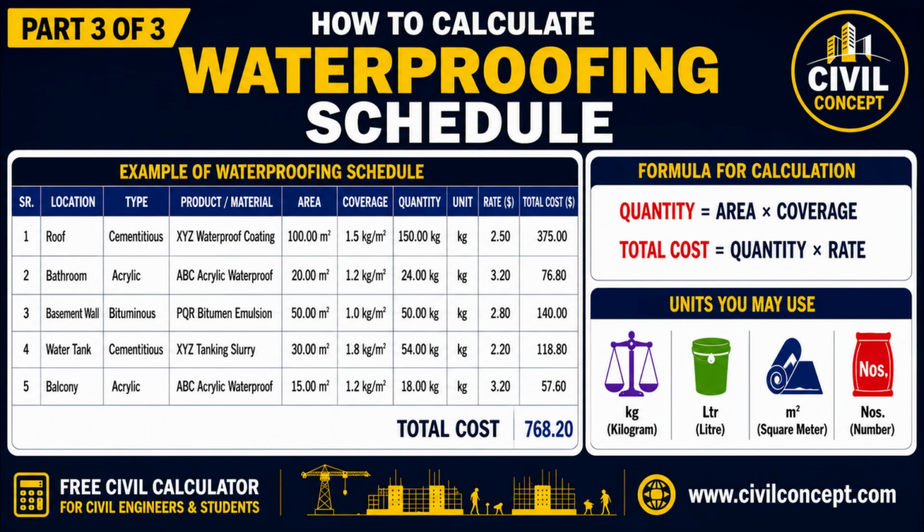Similarly, calculate the quantity and cost for all waterproofing locations such as bathrooms, basements, water tanks, balconies, and roofs. Finally, add the cost of all waterproofing items to obtain the total waterproofing cost of the project.